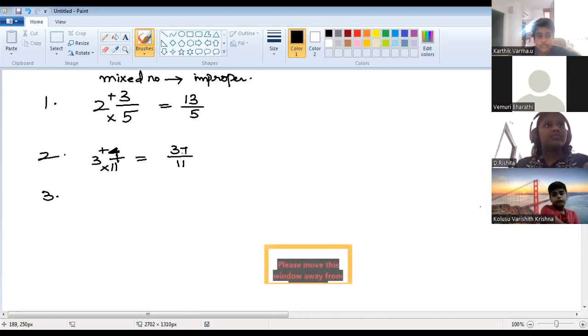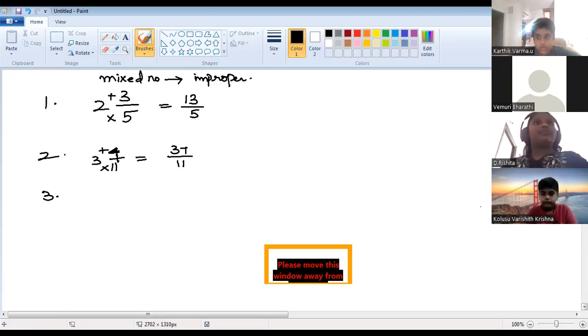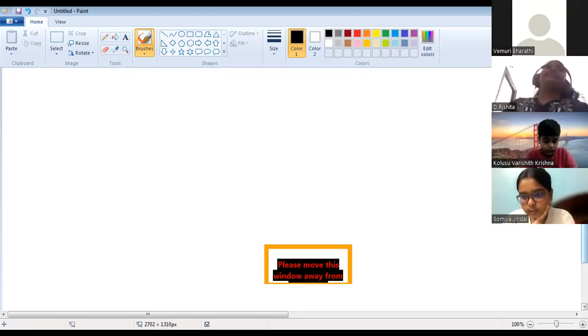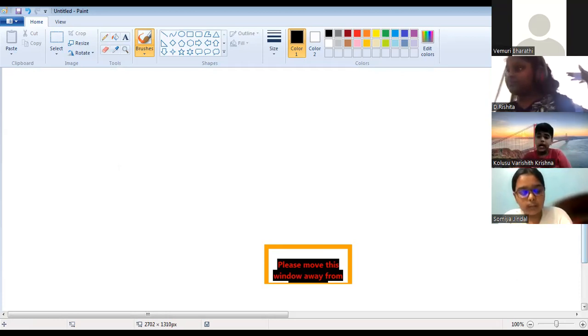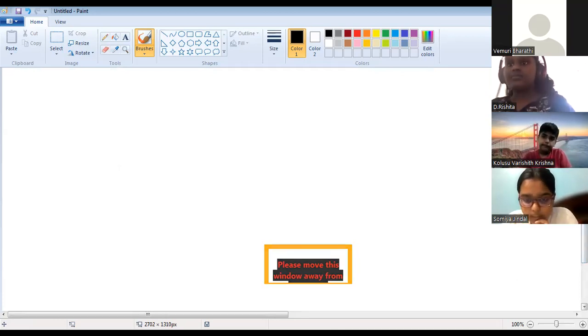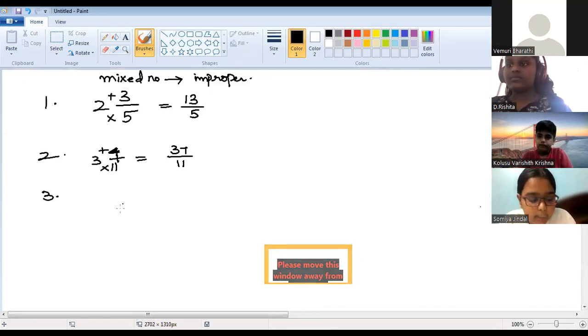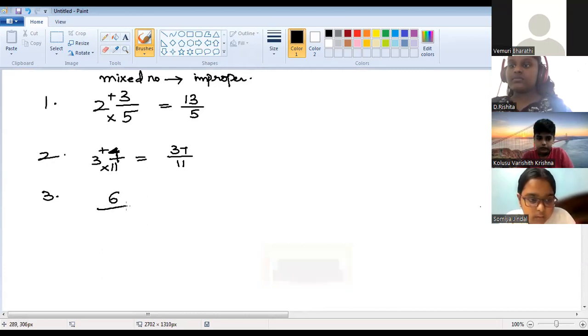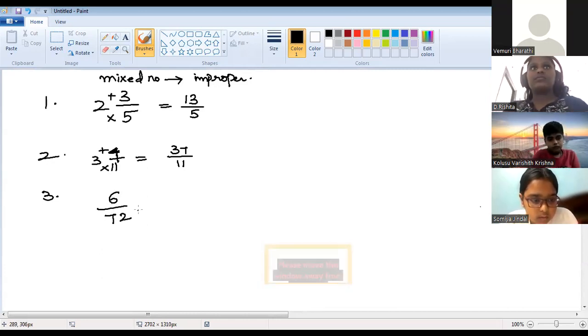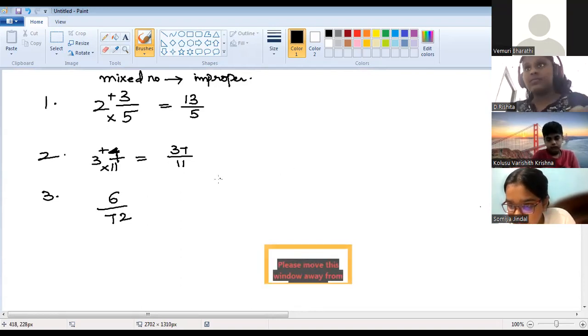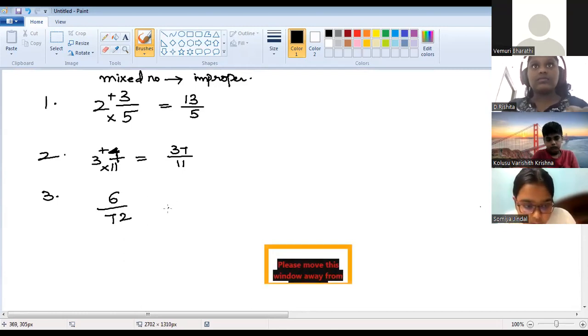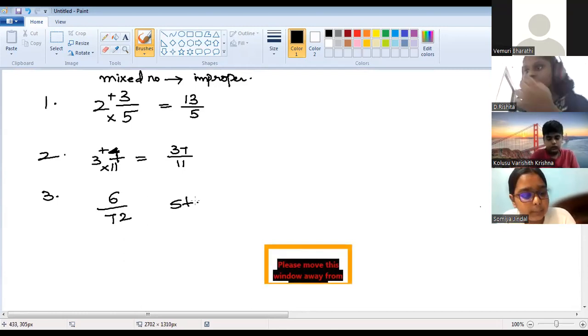Like that, you need to respond when I'm asking any question. Please respond, children. Now my question to Karthik. Wait, Karthik. Where is Soumya? Are you there, ma? Yes. Soumya, the question to Soumya. Can you write 6 by 72 in standard form? Which form, standard form or simplest form? Simplest form. Okay, 1 minute.